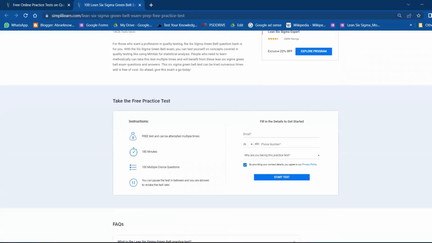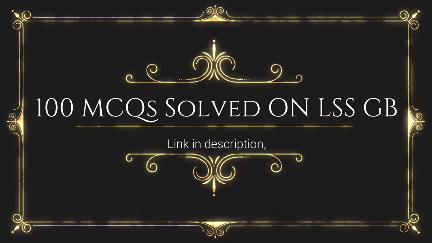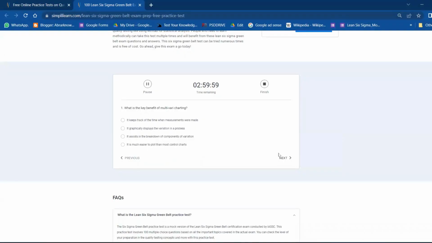So all you have to do is, these are the instructions given. Take the free practice test, and multiple times we can attempt. 180 minutes, that means we have to solve within 3 hours. Let's see how fast we can go. This is going to be 100 multiple choice questions. You can pause and take any time and all that, right? So I'm going to key in my email ID, and the purpose: why are you taking this practice test? I will say self learning and knowledge validation, right? We're going to start. Here we go.